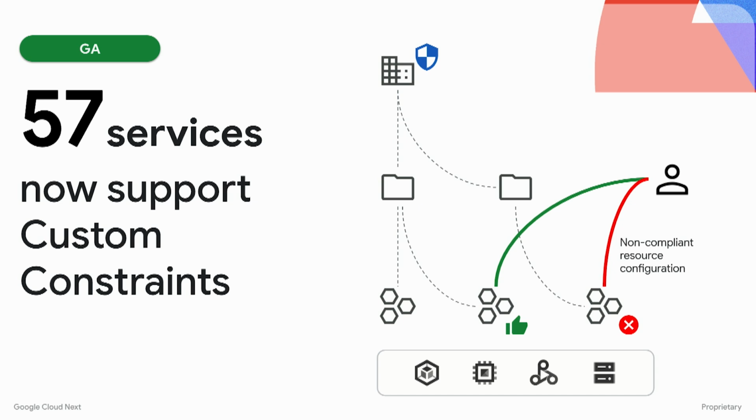An additional 5 are in preview. And over the rest of this year, you should see this number starting to breach 100, 125 Google Cloud products supporting custom constraints. So if you've been waiting to adopt custom org policy or custom constraints but were held back by service coverage, now would be a good time to get started and try out those scenarios at scale.